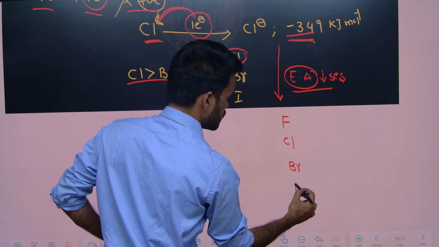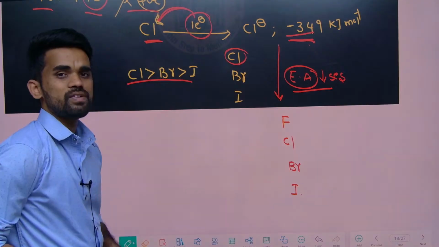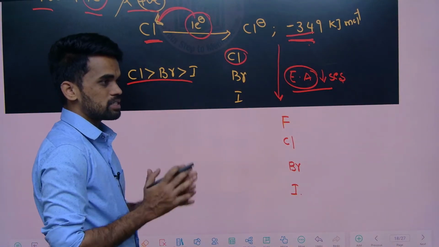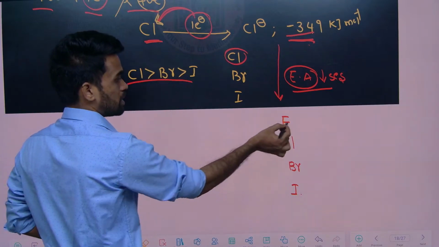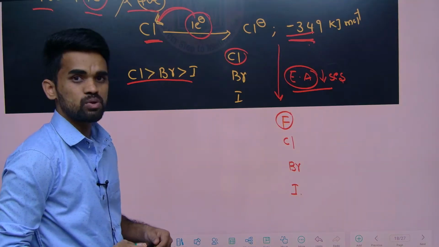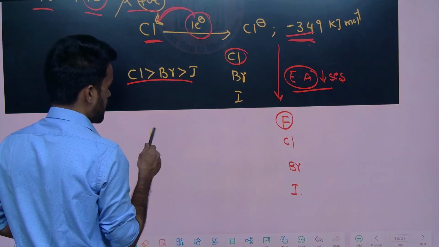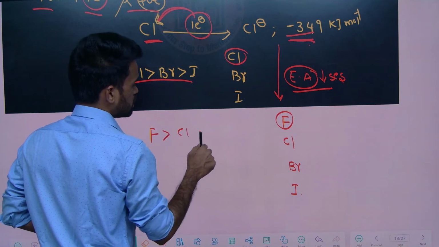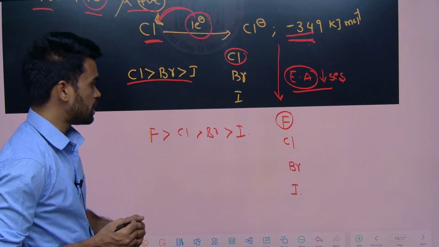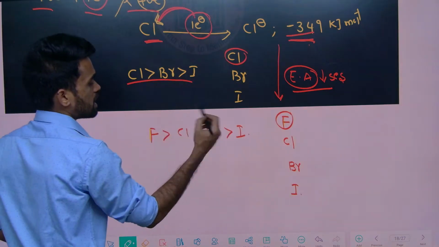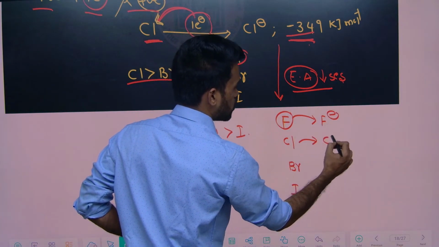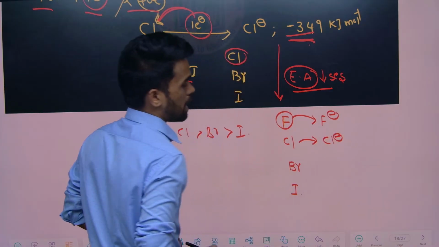Bromine, iodine. So out of these, which has more electron gain enthalpy? As per our discussion, the top element should have more affinity, so it should be highest, then next chlorine, then bromine, then iodine. This is what we have considered. But after accepting the electron, fluorine becomes fluoride ion, chlorine becomes chloride, like that, all of them become anions.